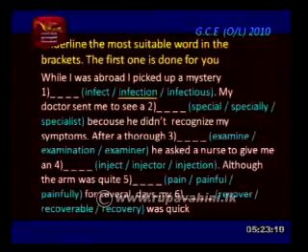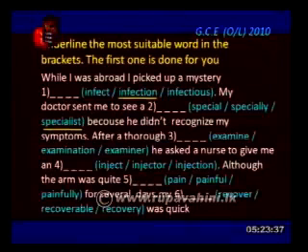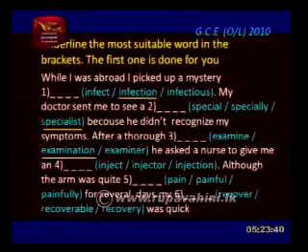Right. My doctor sent me to see a specialist. There also, there should be a noun. A specialist. You can't say a special, then there should be something else. Because he didn't recognize my symptoms. After a thorough examination. Now there are 2 nouns, examination and examiner. But after a thorough, you can't say examiner.